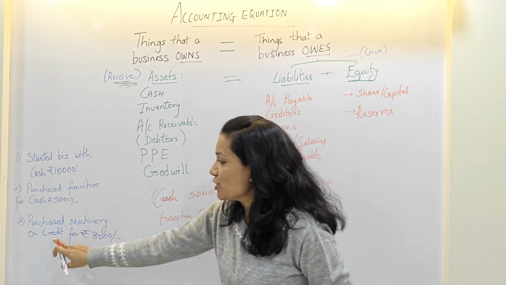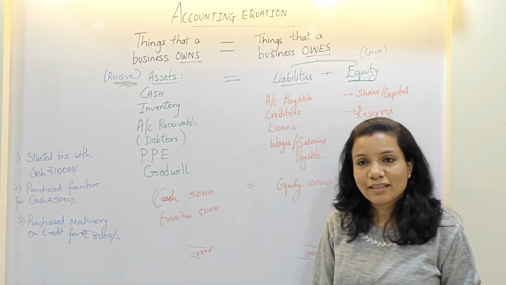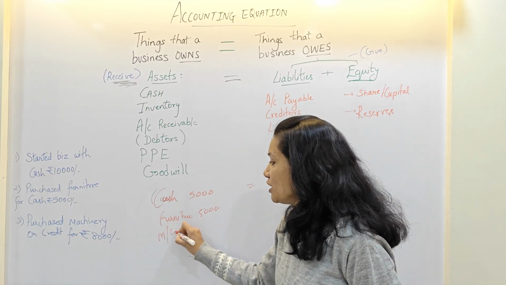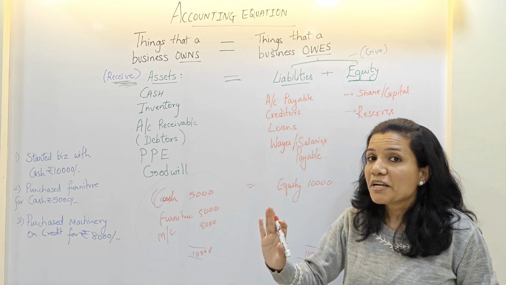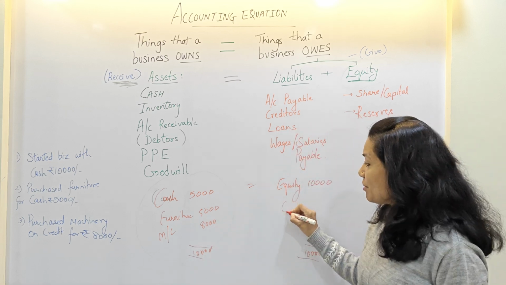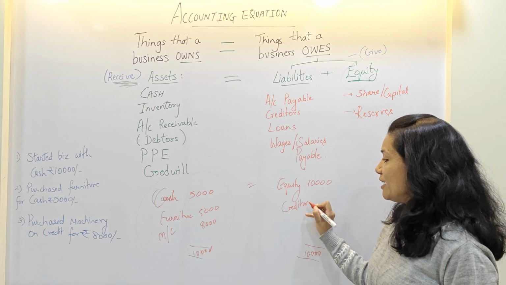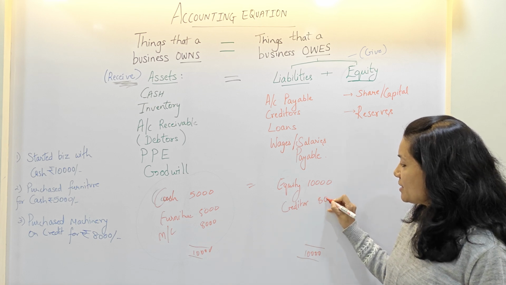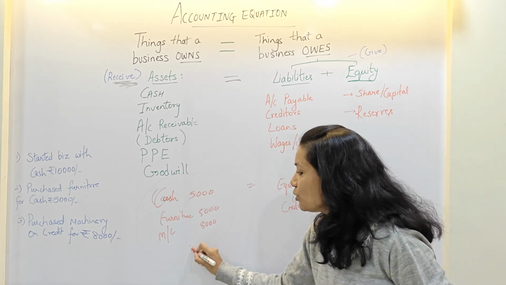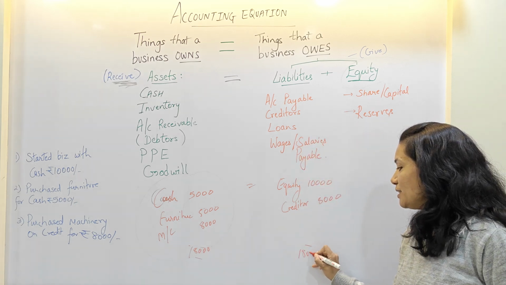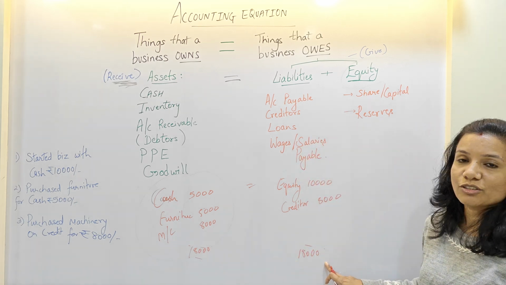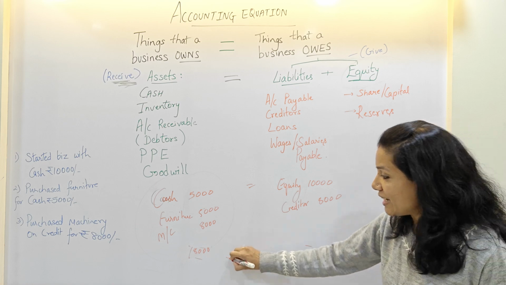Third, purchase machinery on credit for rupees 8,000. So I purchased some machinery for my business for 8,000 rupees, and in turn I haven't paid anything. I'm yet to pay. So they become my creditor or the loan that I have taken. So the creditor is represented at 8,000. Now the total here is 18,000, and the total of the liabilities and equity is 18,000. Is the accounting equation tallying now?